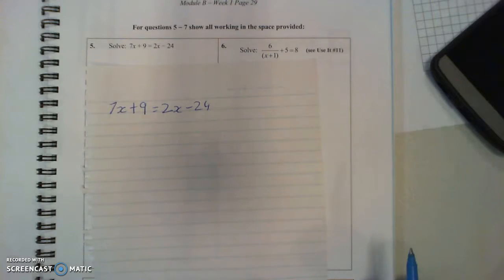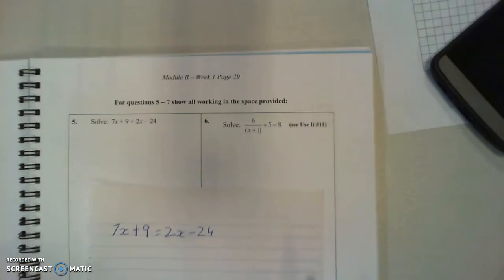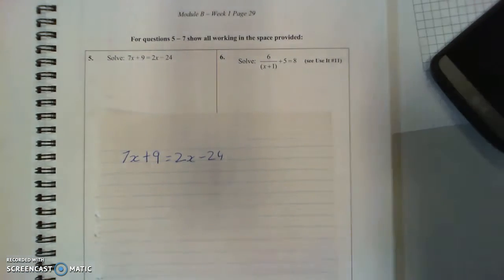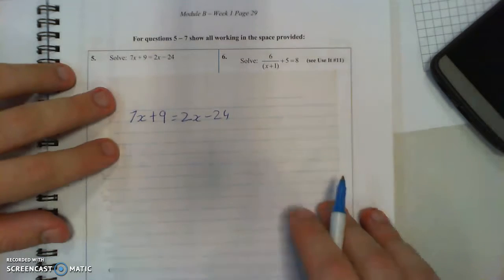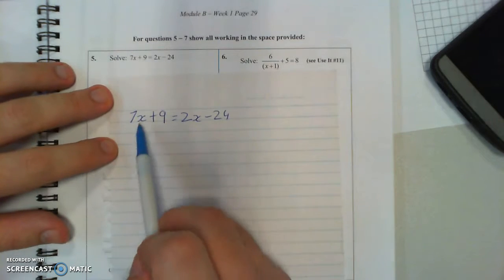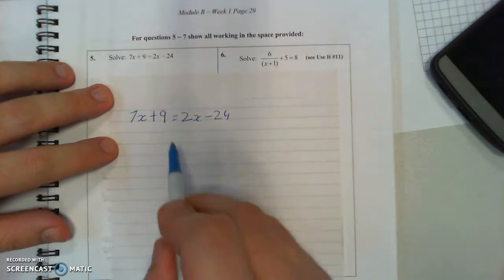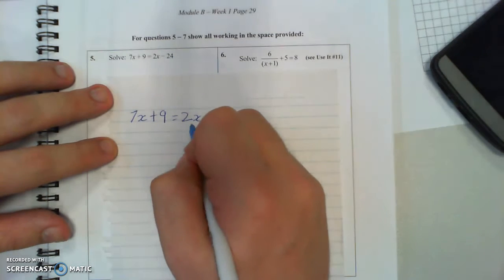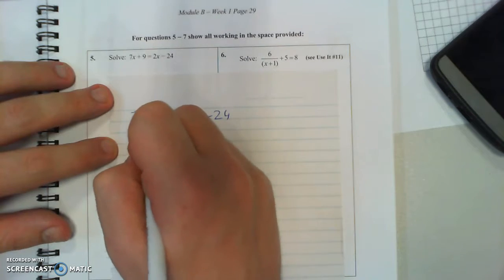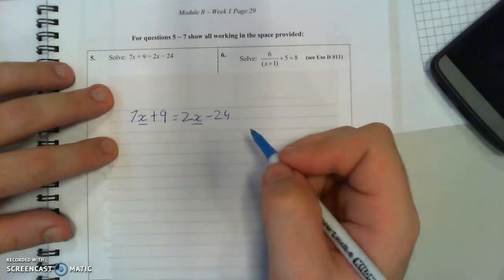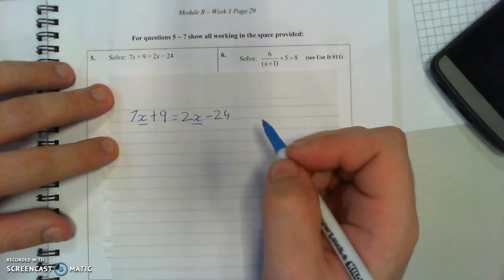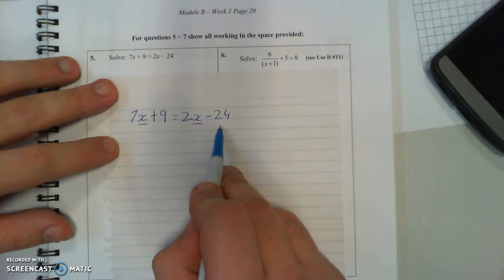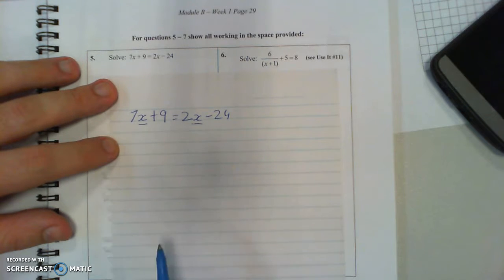Hello, I'm going to go through how to do Module B, Week 1, page 29 on equation manipulation. For the question here, we have: solve 7x + 9 = 2x - 24. What we want to do is get the x's by themselves. First we'll try to get the normal number by itself, and then we'll try to get the x by itself.